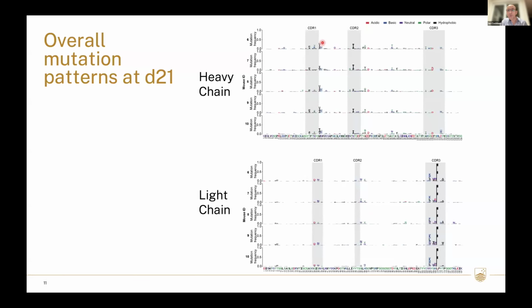But then you can also see a number of additional mutations that pop up, particularly around the CDR1 and the CDR2 of the heavy chain.